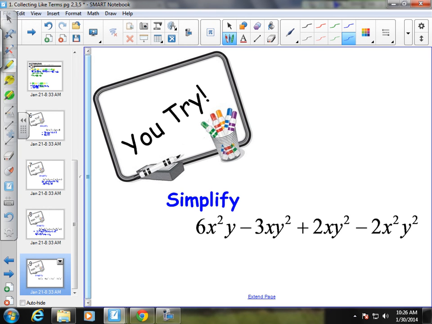Okay, and then our last one that we're going to try on the desks. So give it a whirl. Okay. What did you notice about this equation here? Ben? It was already in order, meaning that all of your like terms are already grouped. So that made it really, really easy. So what was the only thing that you could do here?